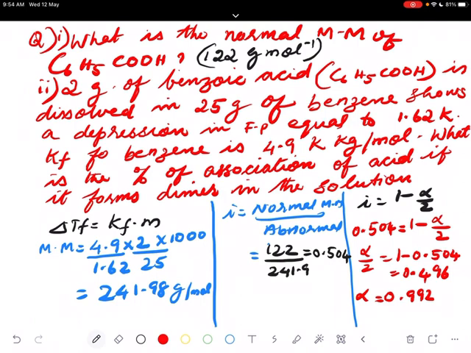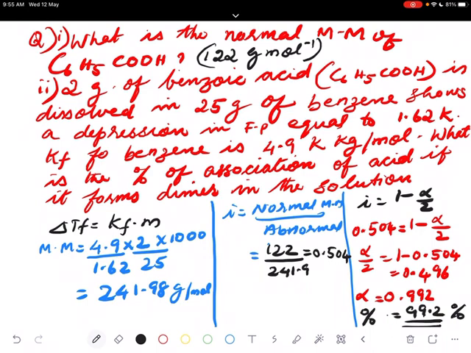Once you get alpha, to find out the percentage of association, you just multiply this value by 100. So percentage is equal to 99.2%. Suppose in the numerical you are provided with the percentage, then how can you find out alpha? Divide it by 100. If alpha is given, then you can find out the percentage by multiplying by 100.